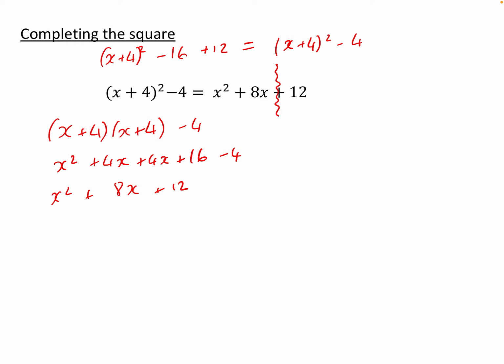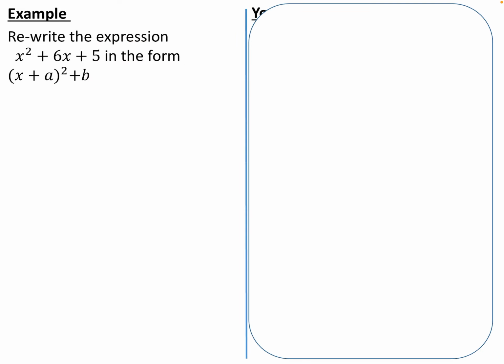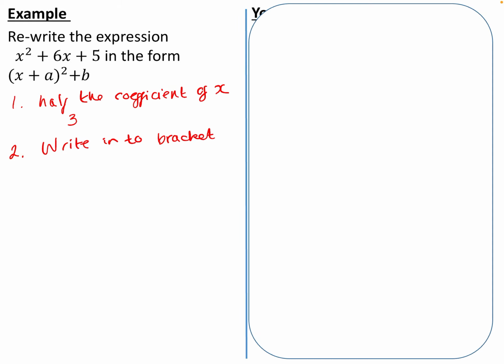Okay, I'm going to go ahead and show you an example now. We start still with the same as step one from yesterday. So step one was to halve the coefficient of x, which will give me 3. Step two is write it into the bracket, which is x with that number squared. Step three is to subtract step one squared.